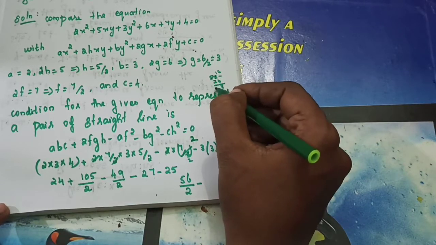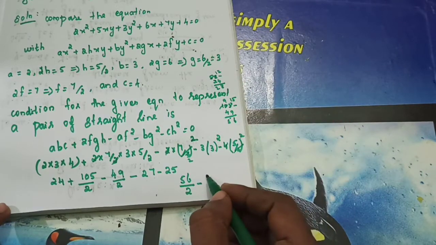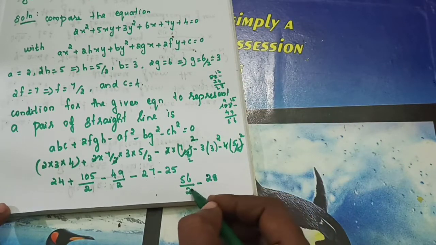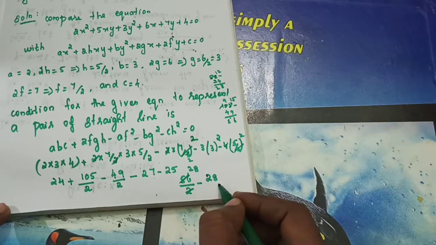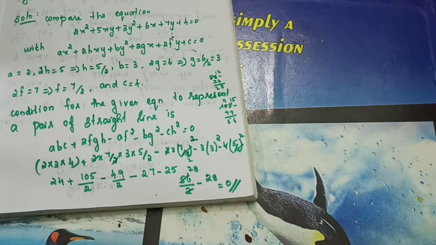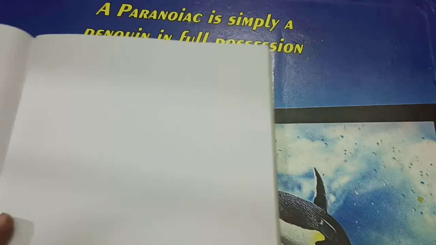28, correct? So minus 28. So this and this will get cancelled, 28. So 28 minus 28, you got the answer as 0. Got it? So hence the given equation represents a pair of straight lines. Am I right? You got the answer as 0.